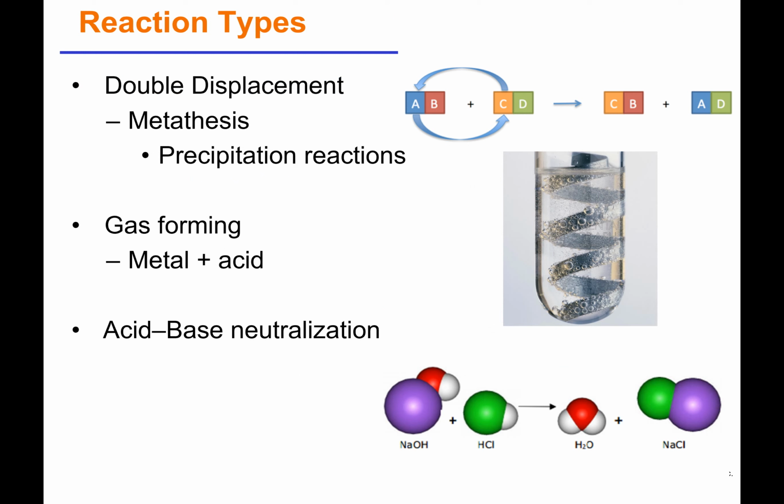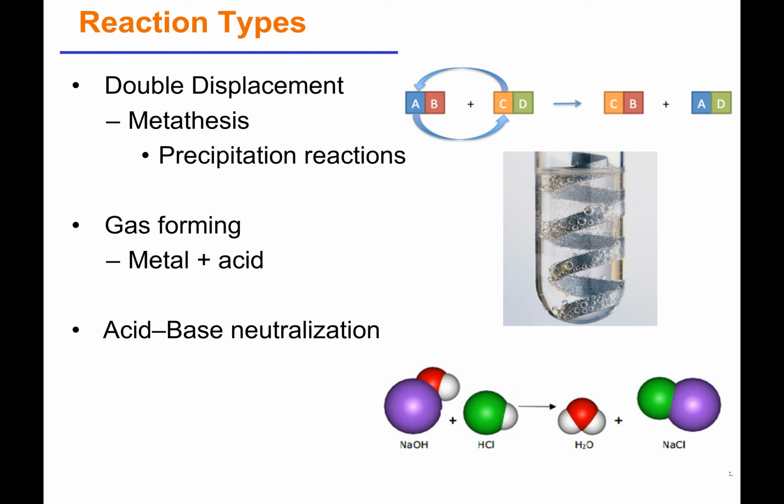Alright, so in this section we're going to talk about some reaction types. So firstly we'll talk about double displacement, gas forming, and then lastly acid-base neutralization, and then finally we'll end with some combustion reactions. First we'll start with double displacement, also known as metathesis reaction, also known as a precipitation reaction.